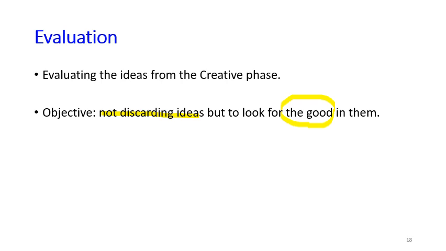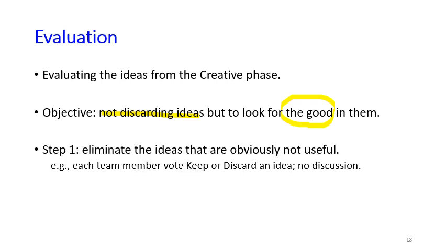Now the evaluation steps might be described as follows. The very first step is to eliminate the ideas that are obviously not useful, although here we are still trying to be open-minded with each idea. What we can do is ask each team member to vote, keep or discard an idea. No discussion is allowed. Just keep or discard. Even if just one person says keep, we're going to keep the idea because we only want to eliminate the ideas that are obviously not useful.